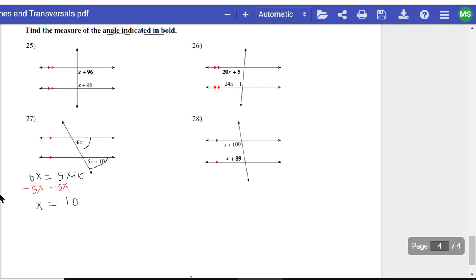But it's asking, what's the angle in bold? And the angle in bold is 6x equals what? Well, in this case, 6 times 10 is 60. So 6x equals 60 degrees. And we can take off that question mark.